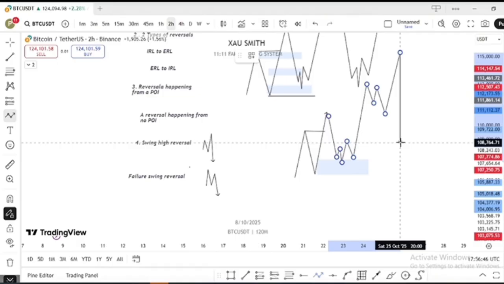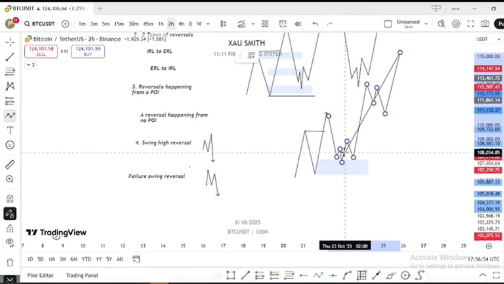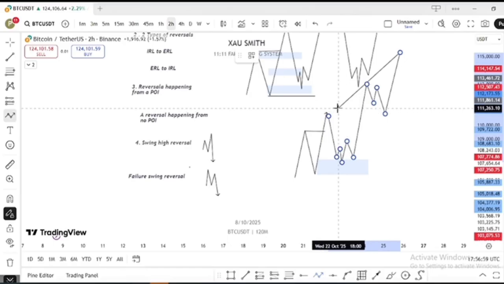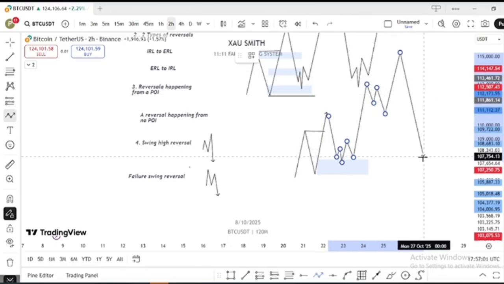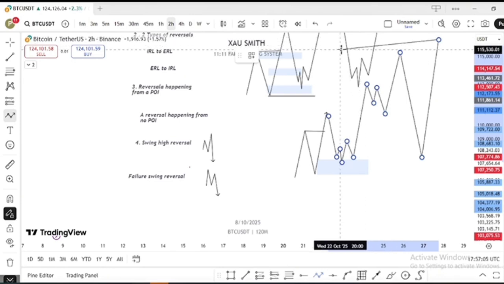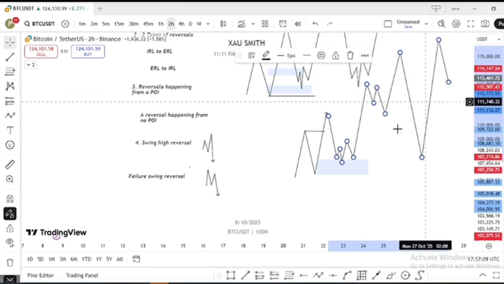So these are key things you have to note. Reversals happening from POIs are always secure, or let me say, always safe, right? Because you know it's reacting from your point of interest. You wait for your liquidity to sit, market structure shift, then you buy to the external range liquidity. But when market takes out an external range liquidity like this and it's not reacting from any point of interest and you need to take a reversal trade, you need to be careful, right? I guess this one is okay.